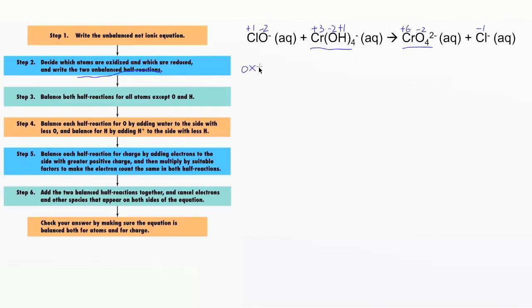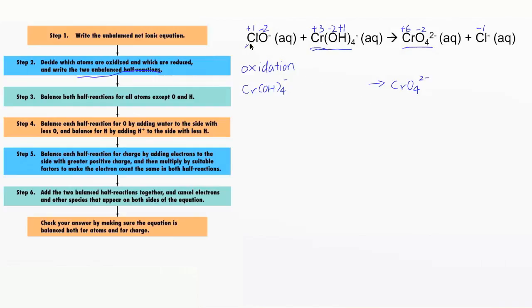Okay, let's do the oxidation half reaction first. As you can see, chromium goes from +3 to +6, so it's oxidized. Therefore, we write Cr(OH)4 minus going to CrO4 2 minus. It's a starting point of the oxidation half reaction.